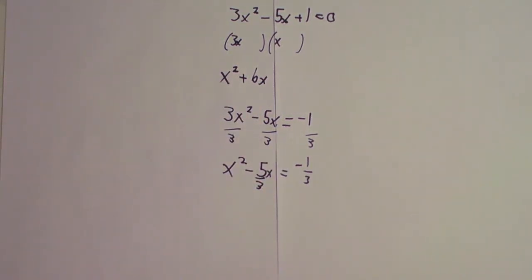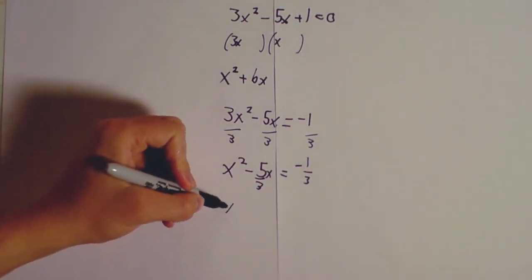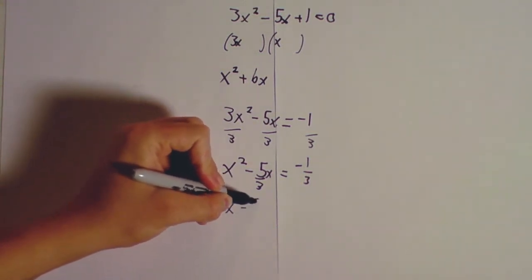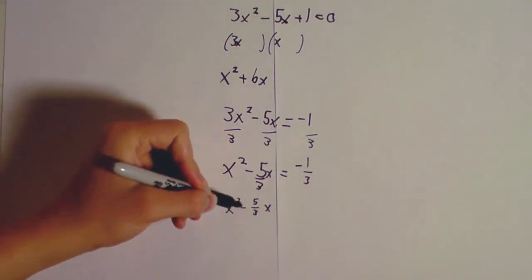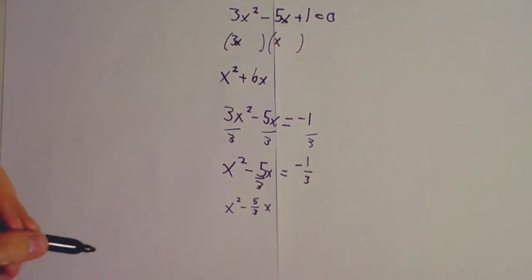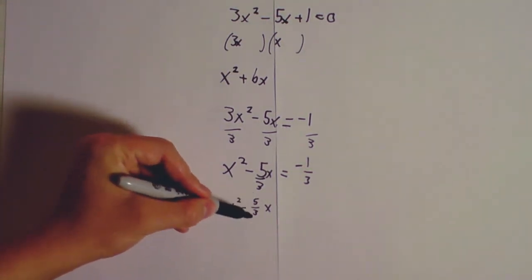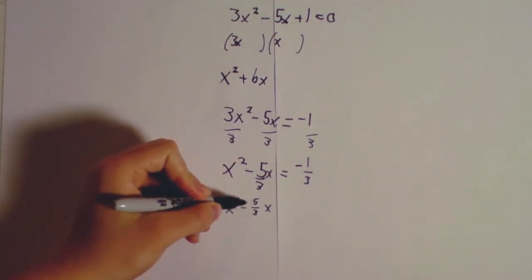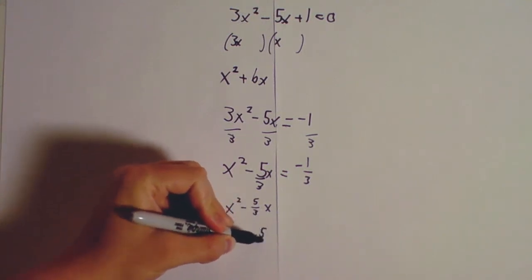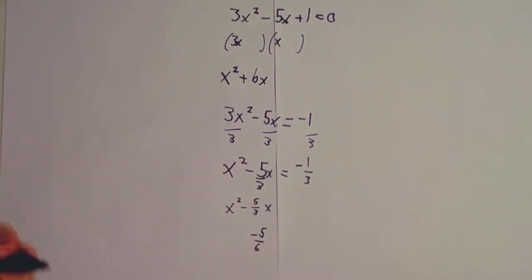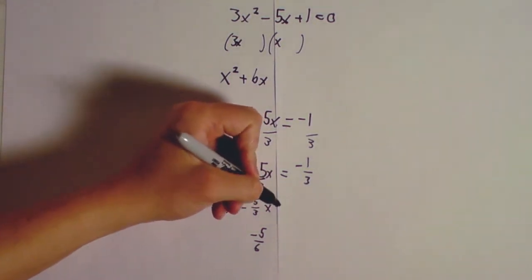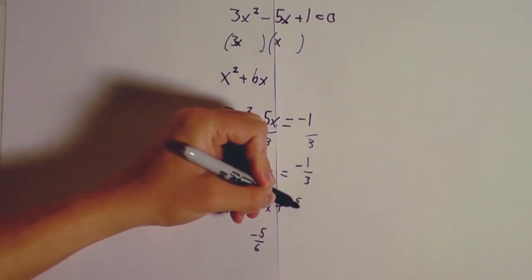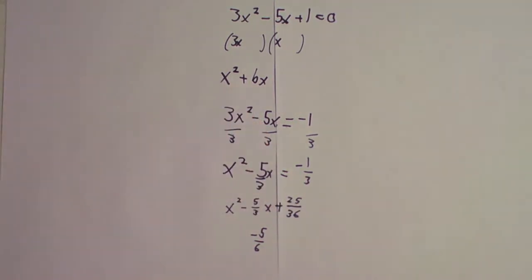Okay, so now we have x squared minus 5 over 3x on the left-hand side. So this -5 over 3 can be our b, and we can complete the square. In order to do that, we have to take half of this term right here and then square it. So half of -5 over 3 is -5 over 6. And then we square it to get positive 25 over 36.